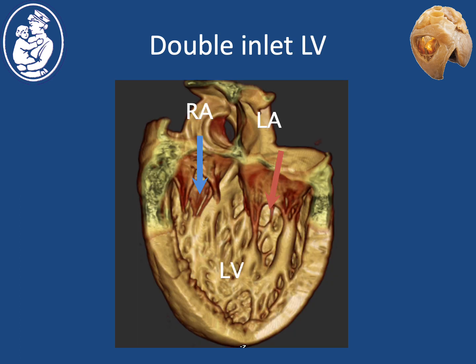This waxed heart is cut to show both inlets into a left ventricular chamber. The right atrium is right-sided. We see the orifice of the inferior vena cava. This right atrium drains into this left ventricle. The left atrium here receives the pulmonary veins and also drains through a separate AV valve into this left ventricular chamber. So this is double inlet left ventricle.